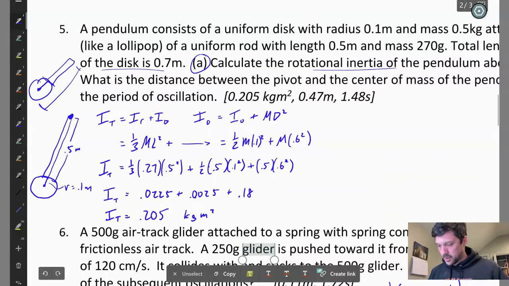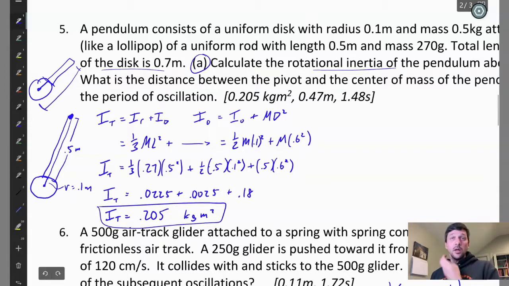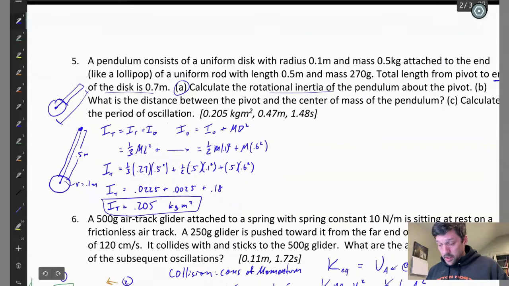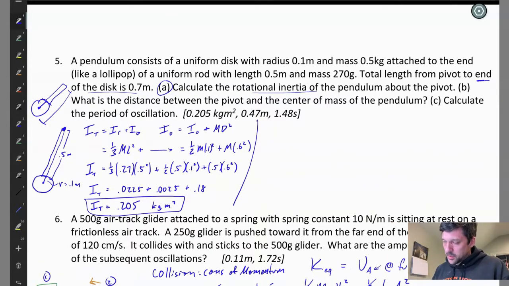0.205. Great. Whew. All right. Wonderful. Number crunching is hard. All right, so we've got the moment of inertia of this compound object. Great. Now, we need to determine the distance between the pivot and the center of mass of the pendulum.